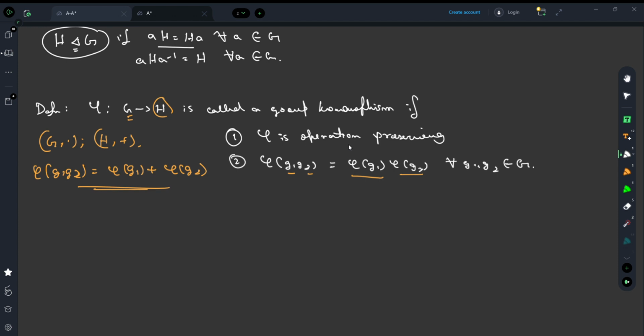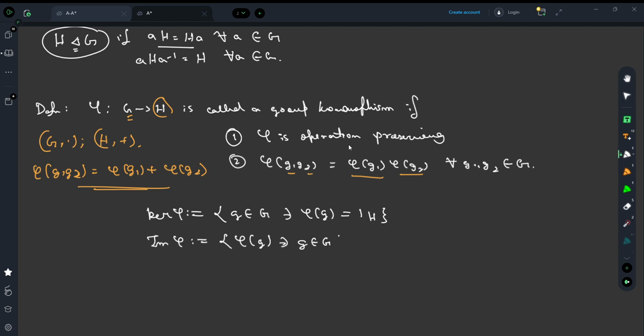One immediate subgroup which comes out of a group homomorphism, I guess we have also discussed in the previous lecture, I don't exactly remember, is the kernel of a group homomorphism, which is defined as the set of all elements g in capital G such that g is mapped to the identity element of H under phi. And one more, we have the image set, which is the set of all elements of the form phi of g such that g is in capital G. That's it.